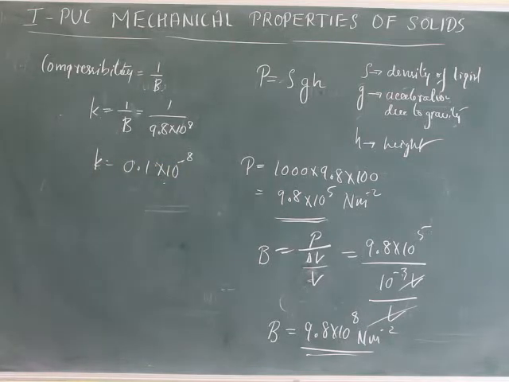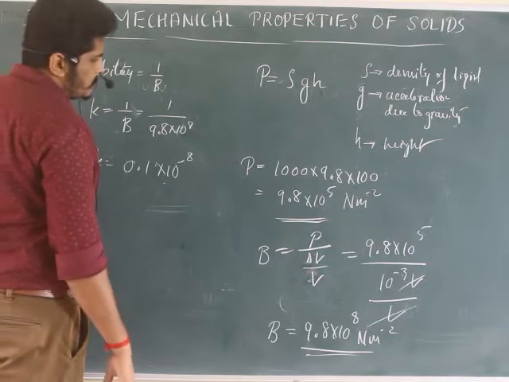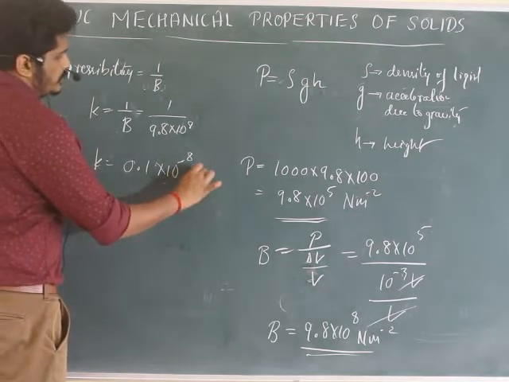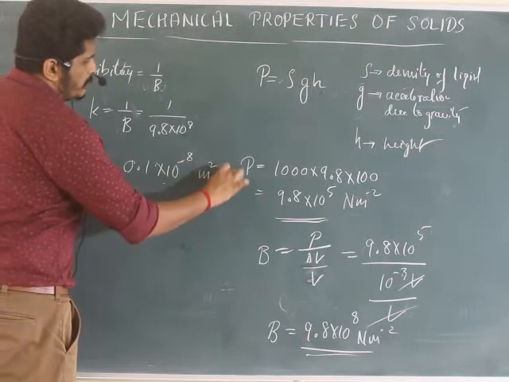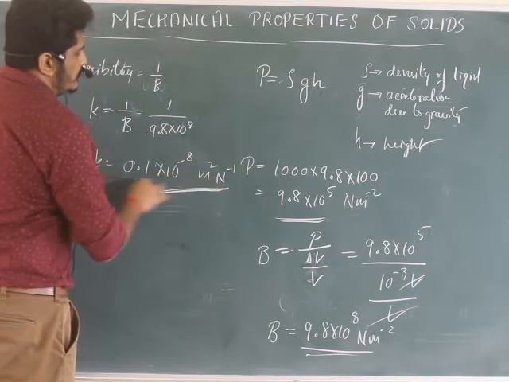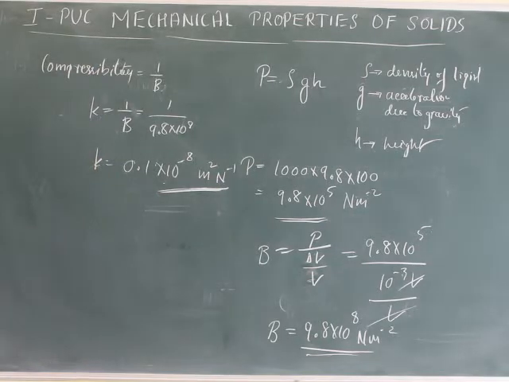Earlier it was Newton per meter square. Right now it is, check that. So reciprocal of that, so that becomes meter square per Newton. Okay, this is reciprocal. Hope this is clear for you. It's all about the question number 7.